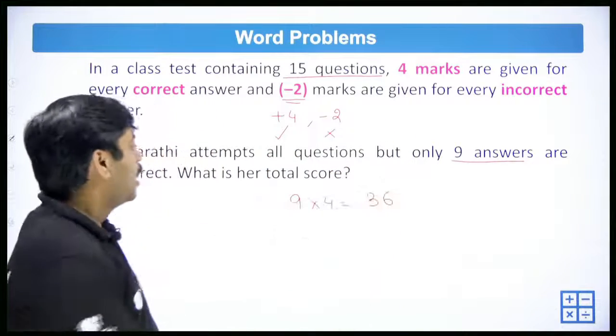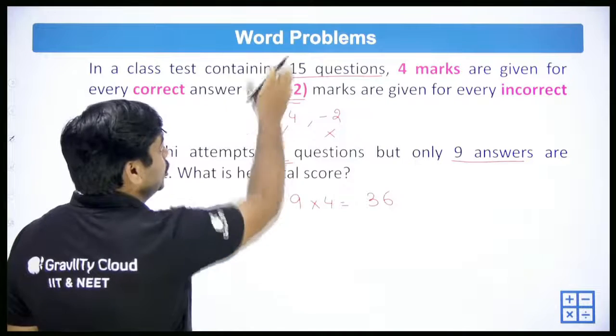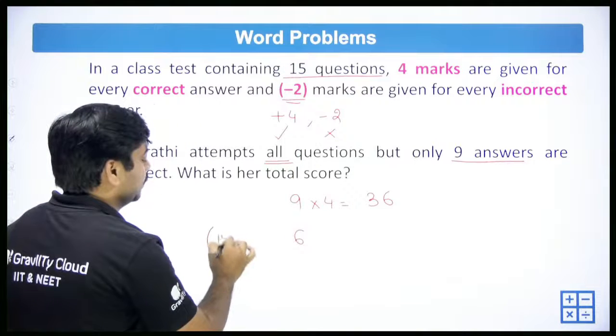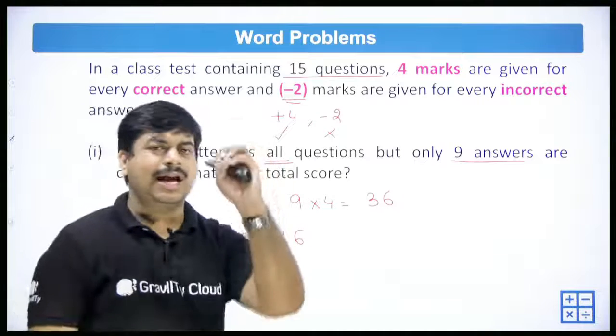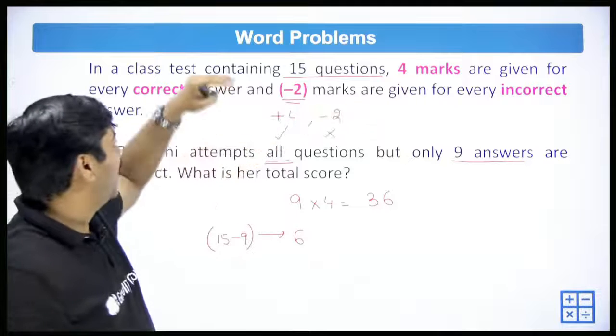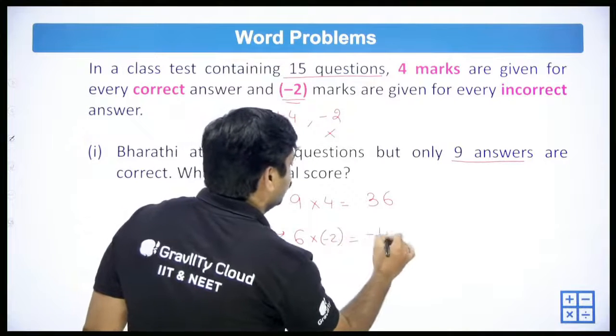But as she is attempting all the questions, out of 15, 9 are correct, so 6 are wrong. That is 15 minus 9. For every wrong answer, you are having minus 2 marks. So 6 into minus 2 will give you minus 12 marks.